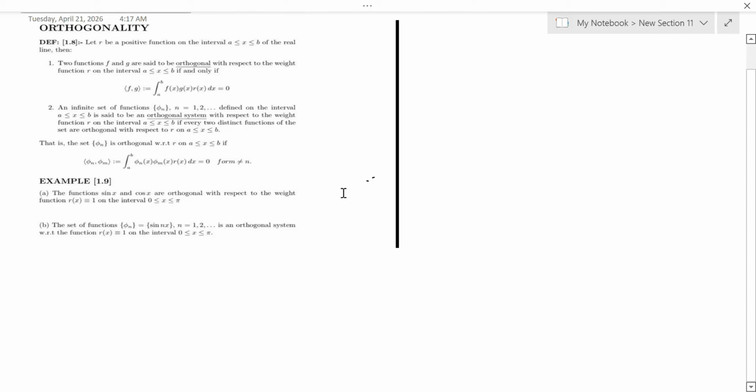Okay, we'll be talking about orthogonality. We're talking about orthogonality. Now, what is the meaning of orthogonality, and what does it mean to say that two functions are orthogonal?